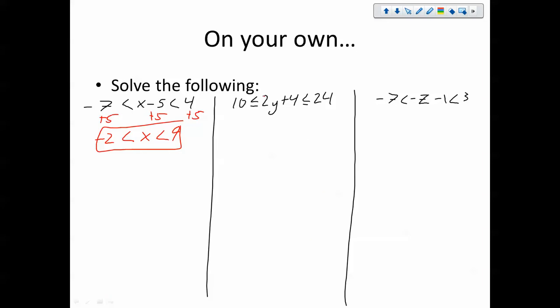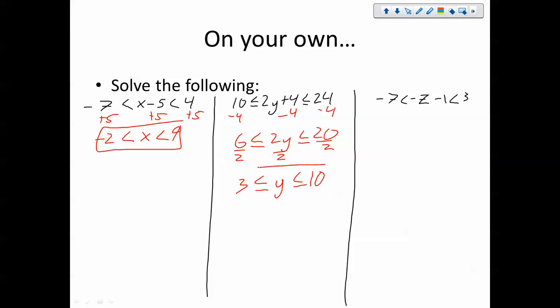Our second one, in the middle, I've got 2 things I have to do. The first thing I'm going to do is subtract 4 from all 3 sides. That's going to leave me with 6 is less than or equal to 2y is less than or equal to 20. And then I'm going to divide all 3 sides by 2. That's going to leave me with 3 is less than or equal to y is less than or equal to 10. And the y is by itself. It goes low to high, so it's done.